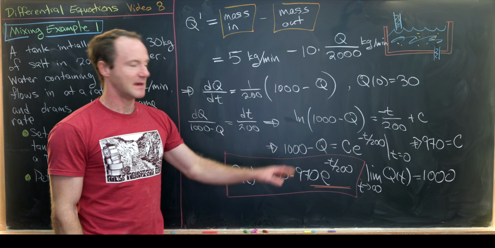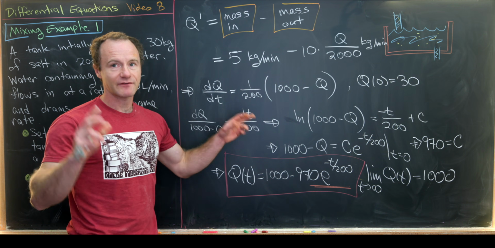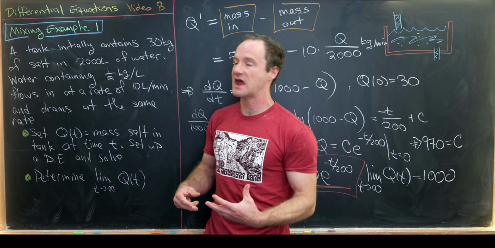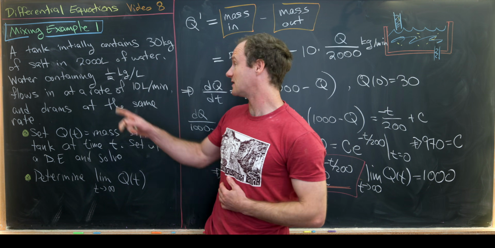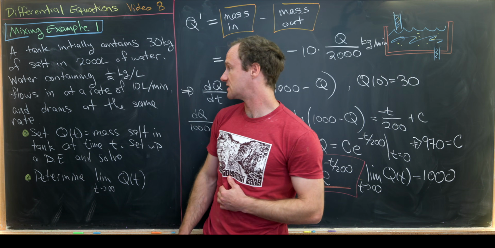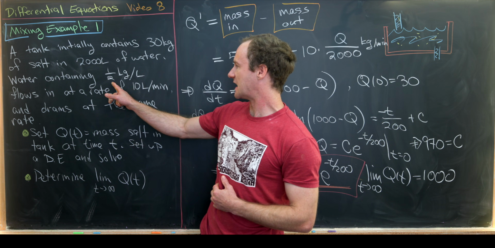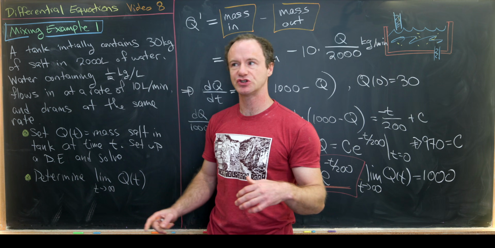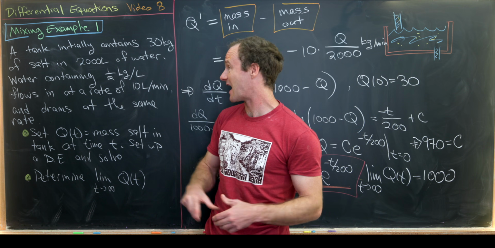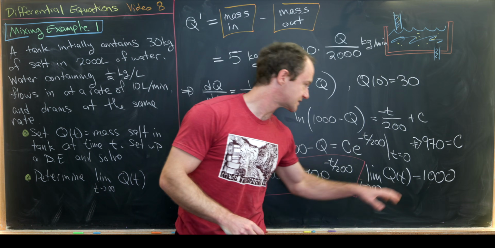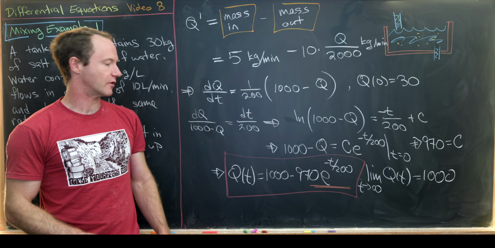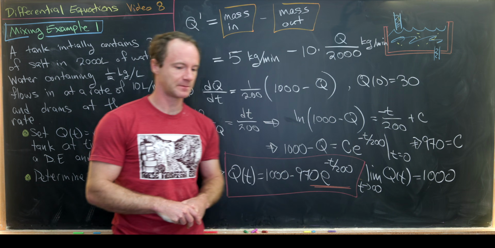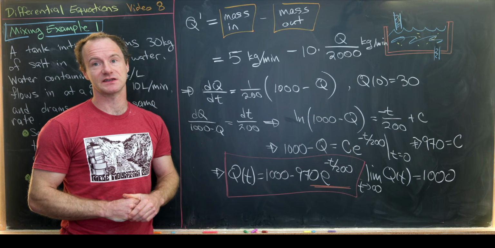Now let's see if that makes sense. So after an infinite amount of time, all of the water in the tank should look exactly like the water that's flowing into it. But the water flowing into it has half a kilogram per liter. The tank has 2,000 liters, so we would expect the tank to have 1,000 kilograms of salt, but that's what we've determined over here. So this checks out with what common sense would tell us. Okay, let's look at another mixing example.